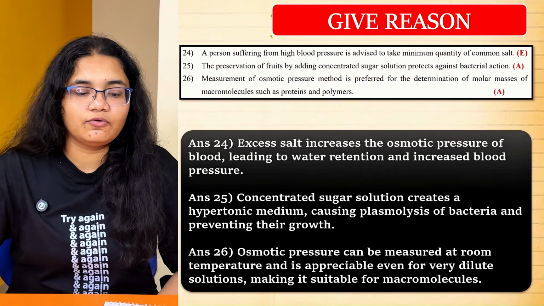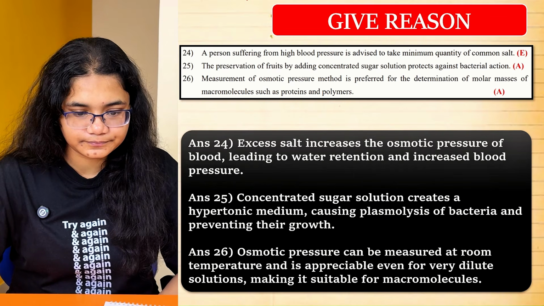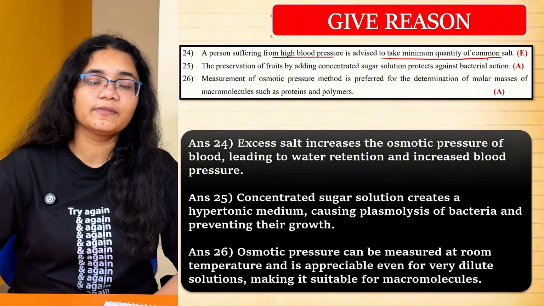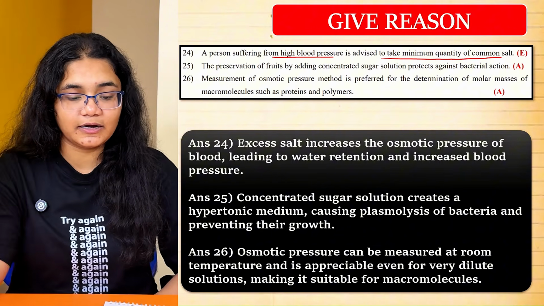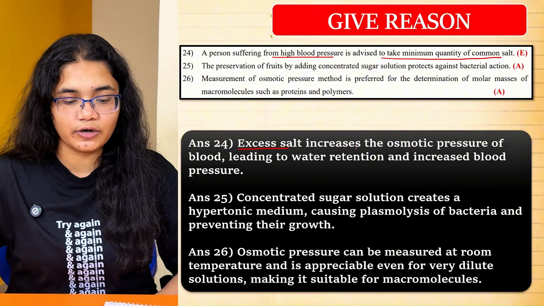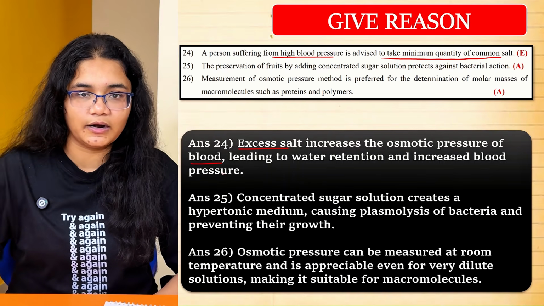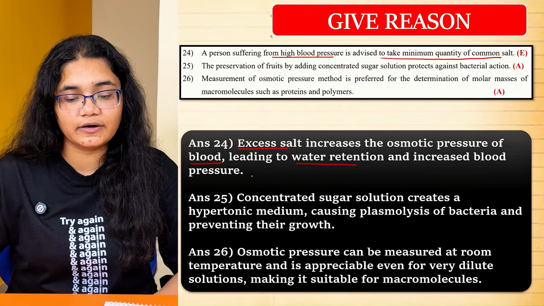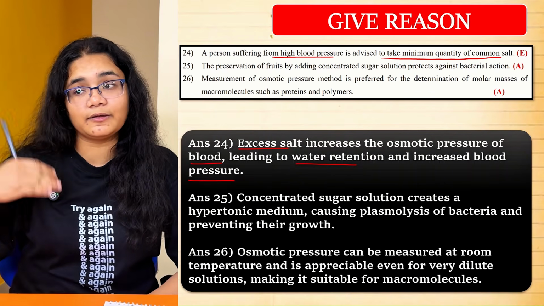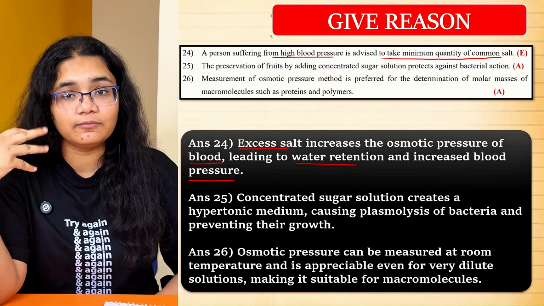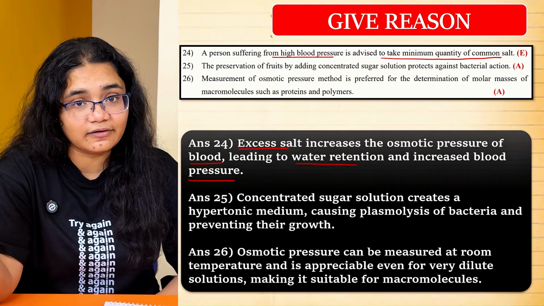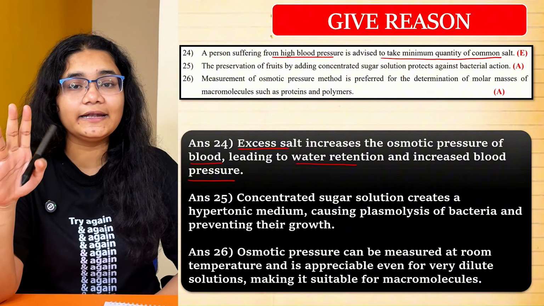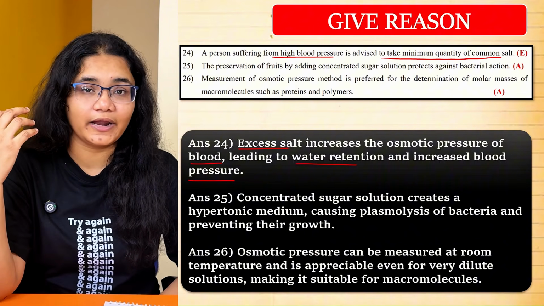Next question is 24. A person suffering from high blood pressure is advised to take a minimum quantity of salt. See, when you have high blood pressure, if you take excess salt, it increases the osmotic pressure of the blood. Concentration increases, osmotic pressure increases, leading to water retention and increased blood pressure. Already the patient has high pressure, and if you eat more salt, the osmotic pressure of the blood increases, which leads to high blood pressure again. So that is why you should not eat food with more sodium chloride content.